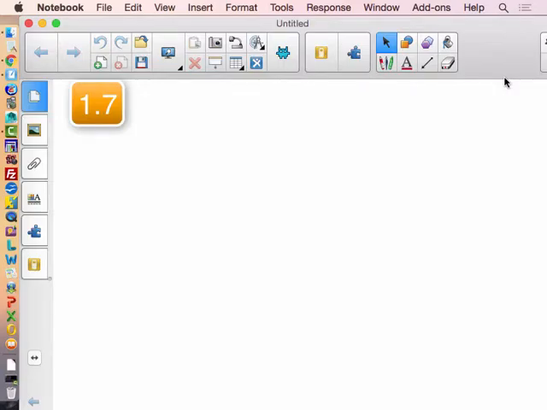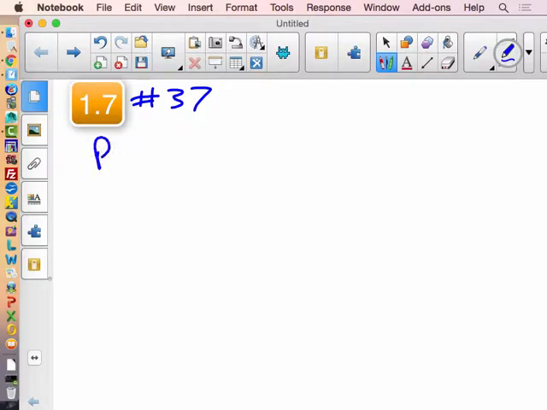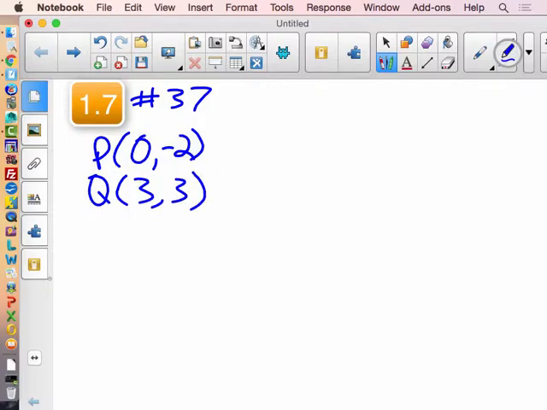Okay, so let's do problem number 37 in your textbook. They give us the point P, which occurs at (0, -2), and they give us the point Q, which occurs at (3, 3).